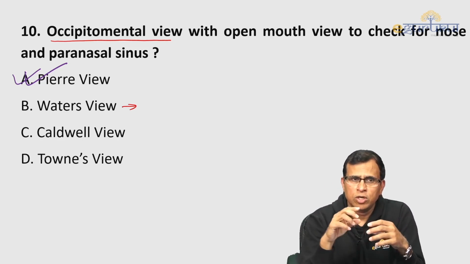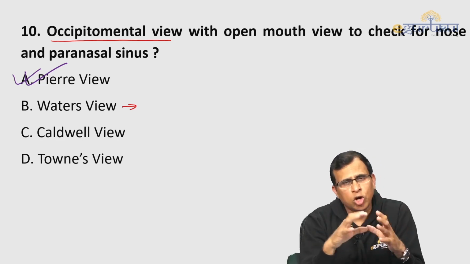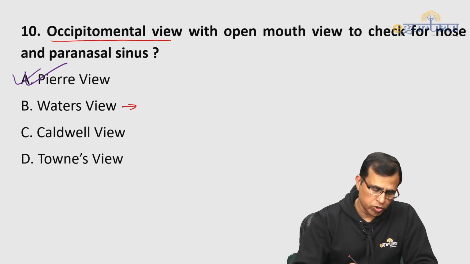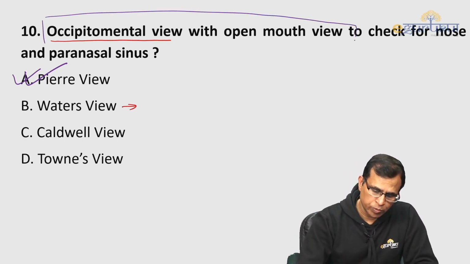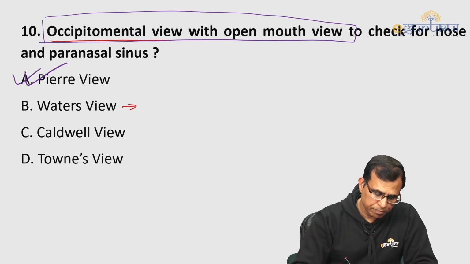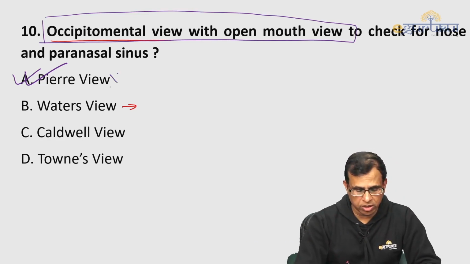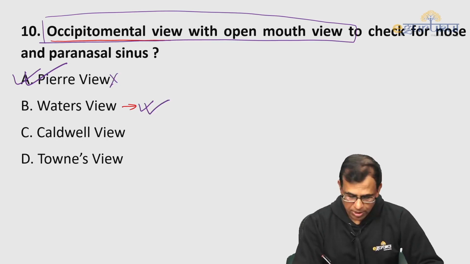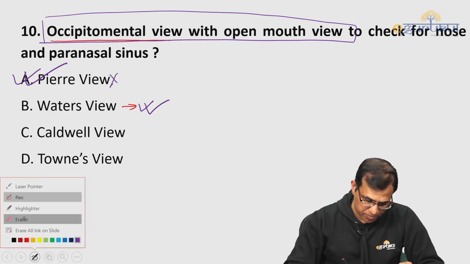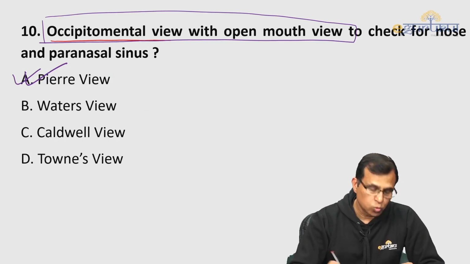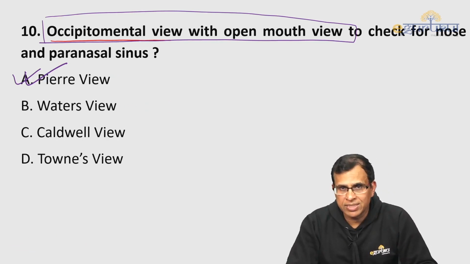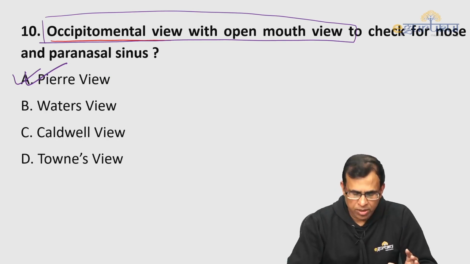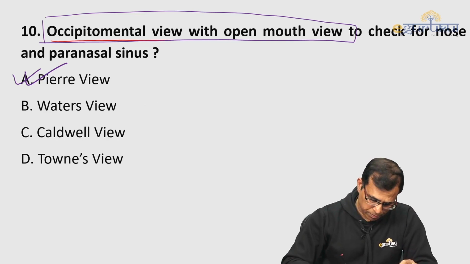Commonly the same view, occipitomental view with open mouth, commonly is called Waters view. What I am trying to say is, if they ask you the same question, that occipitomental view with mouth open is what view, and if Pierce view is not given in the choices, then you can accept Waters view as the correct answer. But if Pierce view is given like in this case, then Pierce view is the better and correct answer, Waters view is not a correct answer. But both serve almost the same purpose.